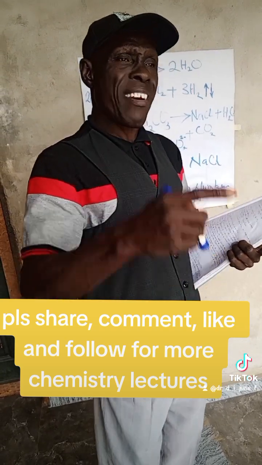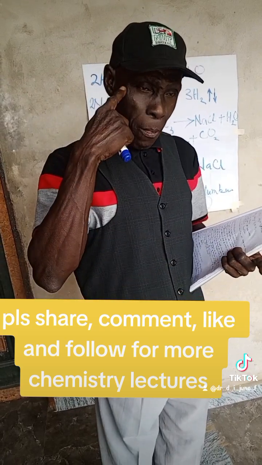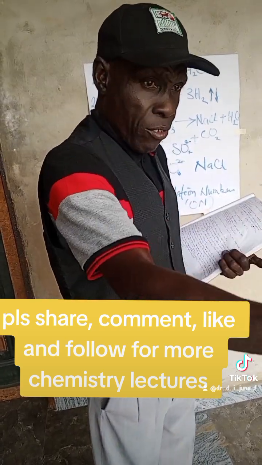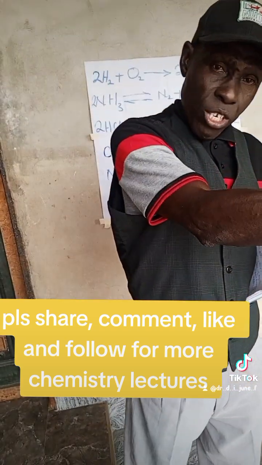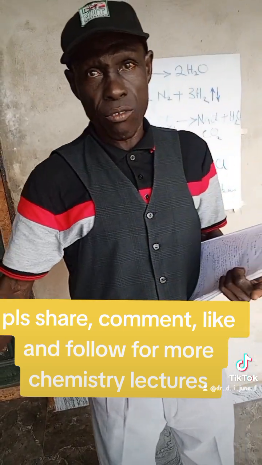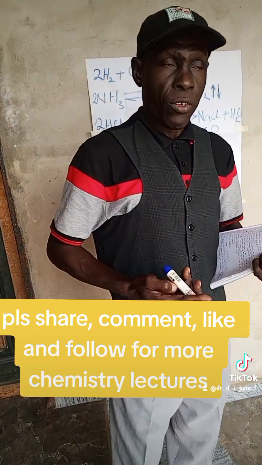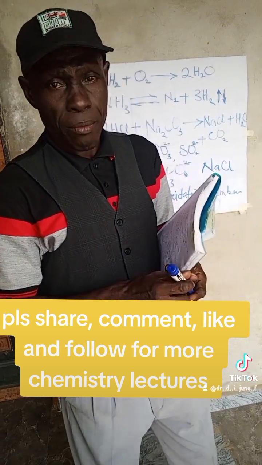So before writing a chemical equation, you must have a knowledge of these parameters, these principles. So by the time you are writing the chemical equation, you will know the direction you are moving to and the extent you are going to go. So, on the whole, I'm stopping there for the meantime.